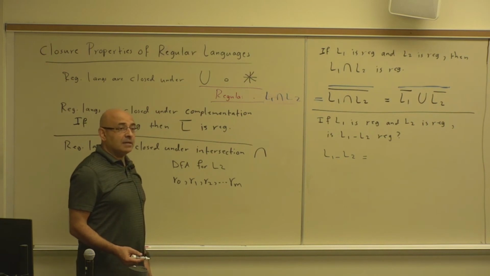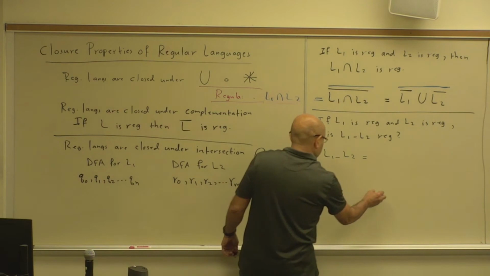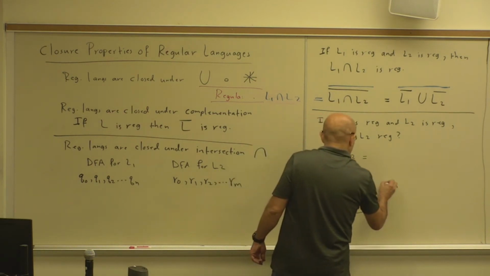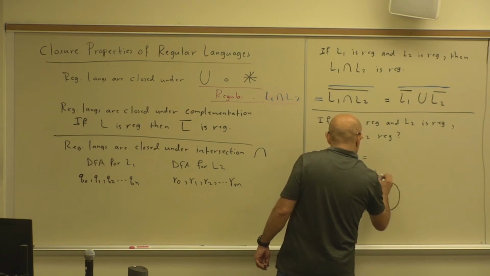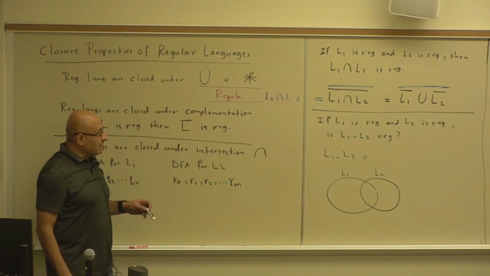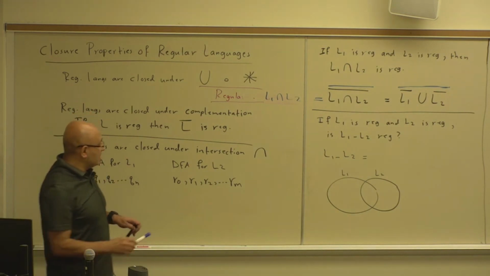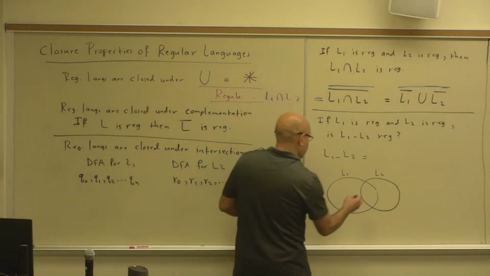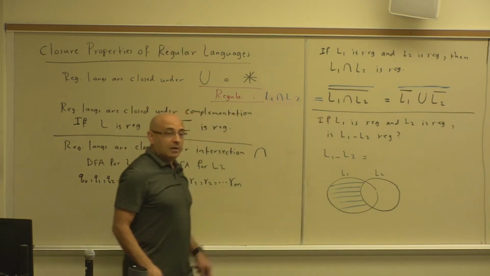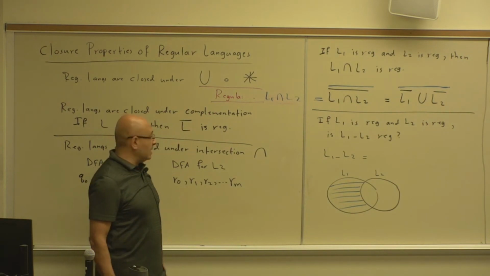Subtraction can be expressed in terms of, so this is L1 and this is L2. So subtracting L2 from L1, so this is L1. So this is L1 minus L2, right? So this, in blue, is L1 minus L2.